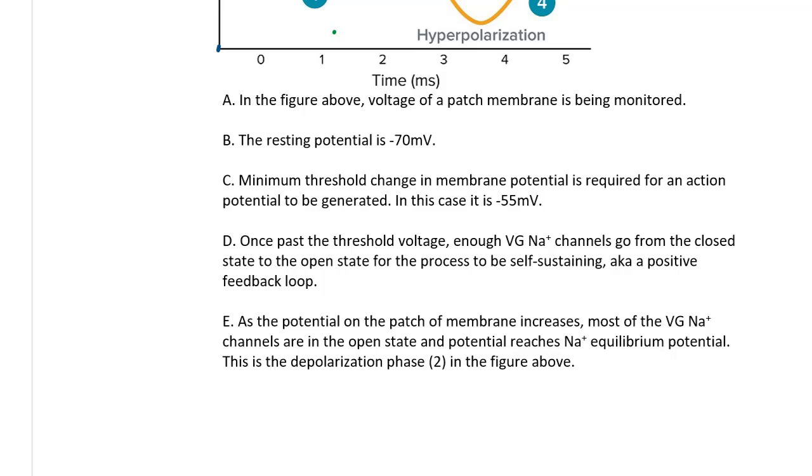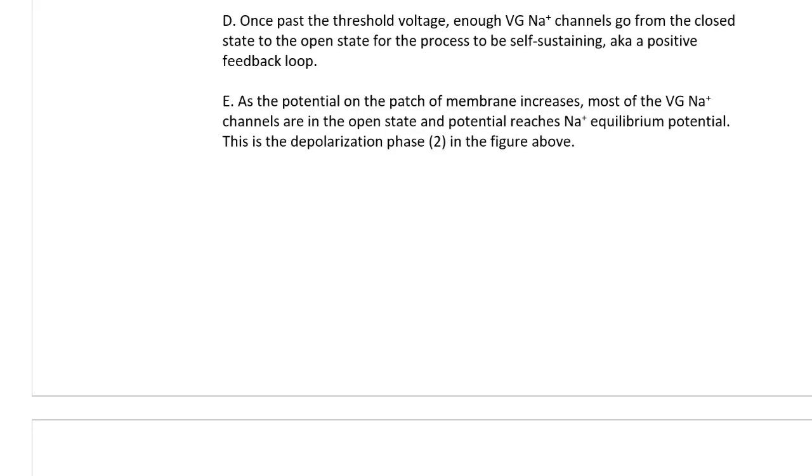Once past the threshold voltage, enough voltage-gated sodium channels go from the closed state to the open state for the process to be self-sustaining, aka a positive feedback loop. As the potential on the patch of membrane increases, most of the voltage-gated sodium channels are in the open state and the potential reaches sodium's equilibrium potential. It's never really going to get there, but it's going to get close. It's going to at least try to get to that. This is the depolarization phase 2 in the figure above.